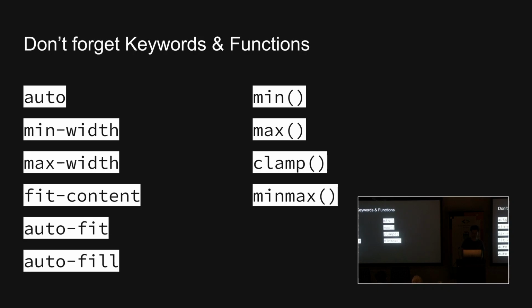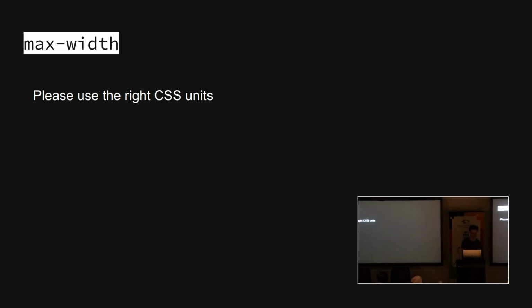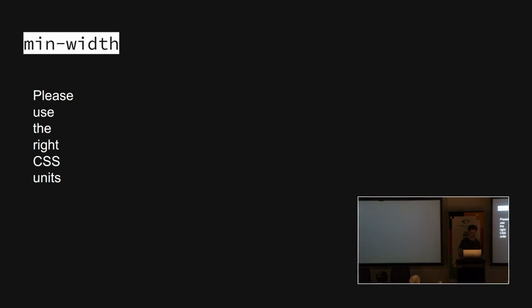But don't forget keywords and functions. It's not just units, guys. So we got max width is one. So if that paragraph was max width, it would take up as much space as it can, which it is currently. And don't have time to get into use cases. Min width takes up the minimum width that it can. It squeezes it to the largest word in this case. So it tries to get as small as possible.